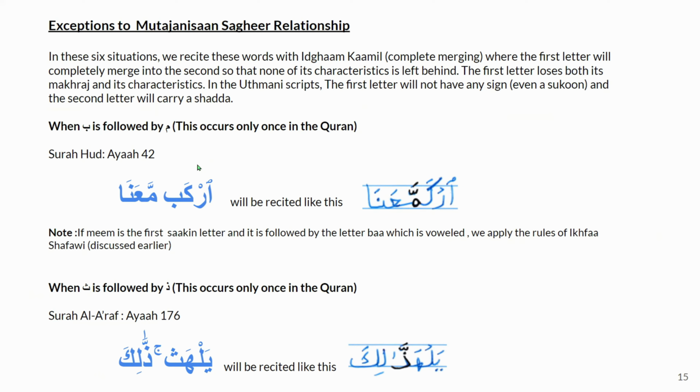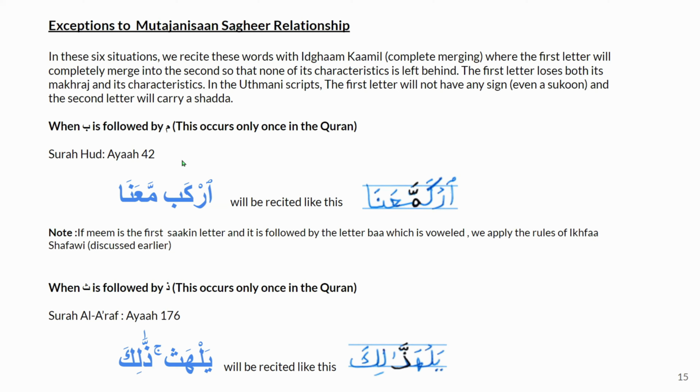In total, there are 7 different situations. In 6 of these situations, we apply the rule of idgham kamil, complete merging, where the first letter will completely merge into the second one so that none of its characteristic or sifa is left behind. The first letter will completely lose its makhraj and all the characteristics. And in Uthmani script, you will find a shadda on the second letter, and the first letter will be free of any sign, not even a sukun.